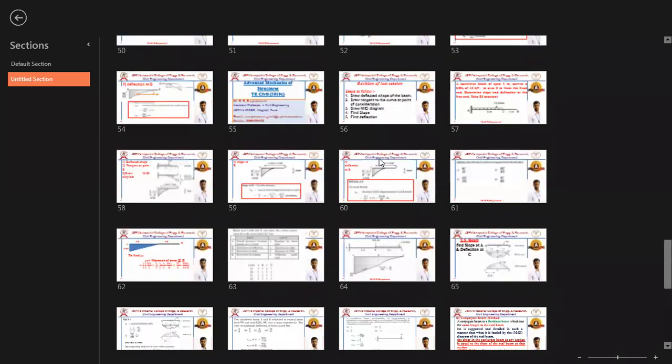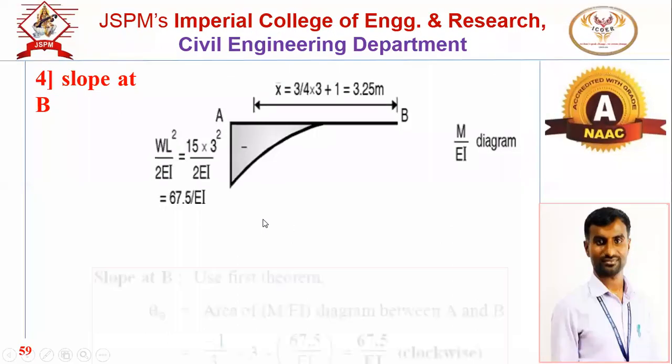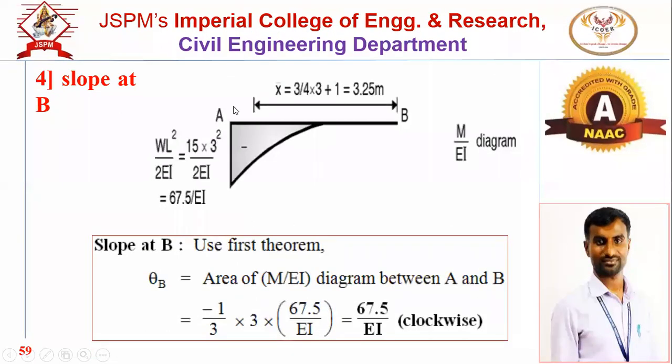For slope you have to find out the area. So the area will be 1/3 base into height. The base will be 3 meter and the height means that will be the bending moment, that is WL square by twice of EI. Putting the value of W and L, that will be 67.5 U by EI. That is the bending moment divided by EI.